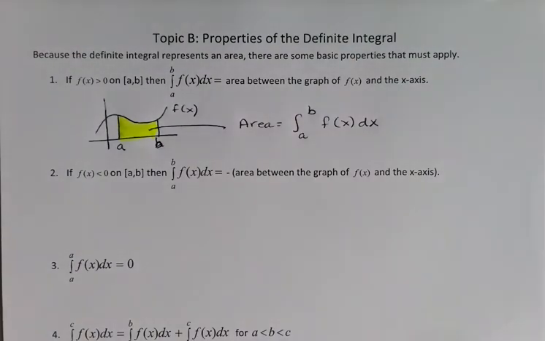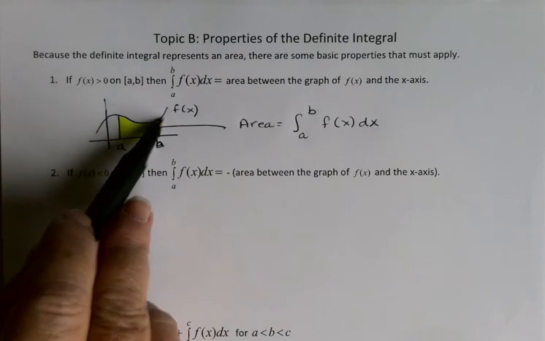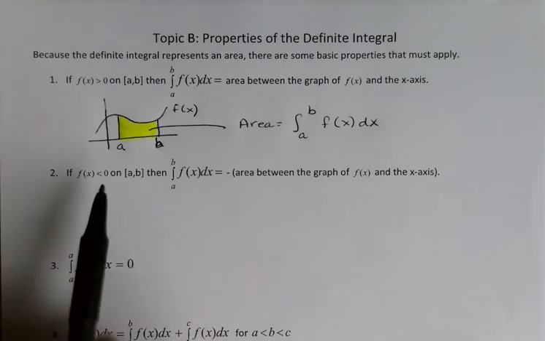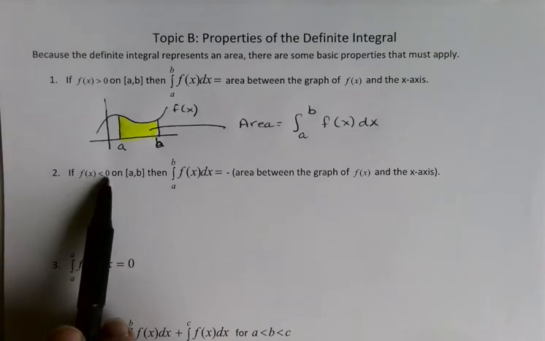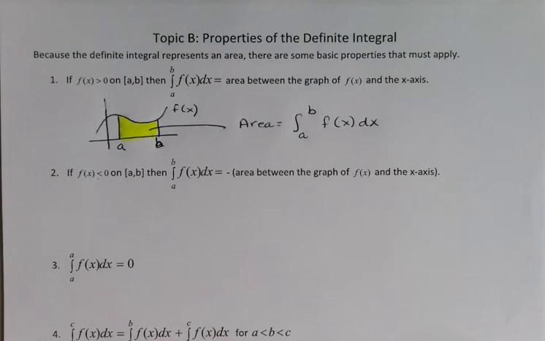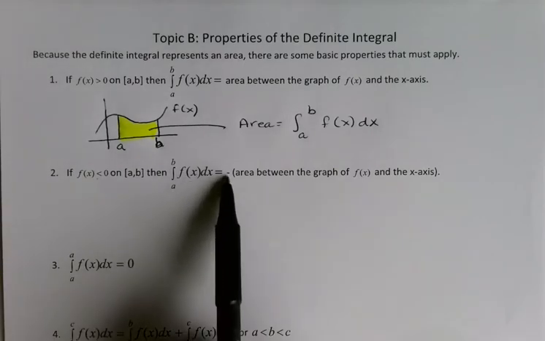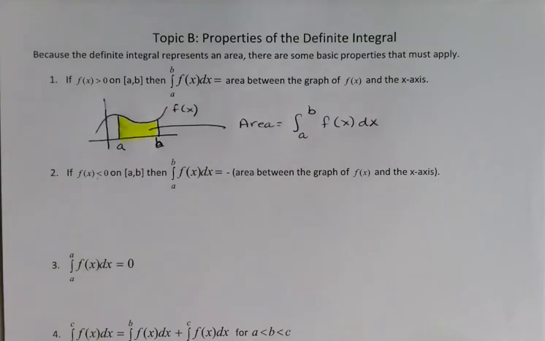So far, everything we've looked at has always had that area above the x-axis. The graph of f was always positive. If the graph of f is negative, that is below the x-axis, then what's going to happen when you do the integral is you're going to get a negative number. It's just going to be the opposite of the area. So areas below the x-axis essentially count as negative as far as the integral is concerned.